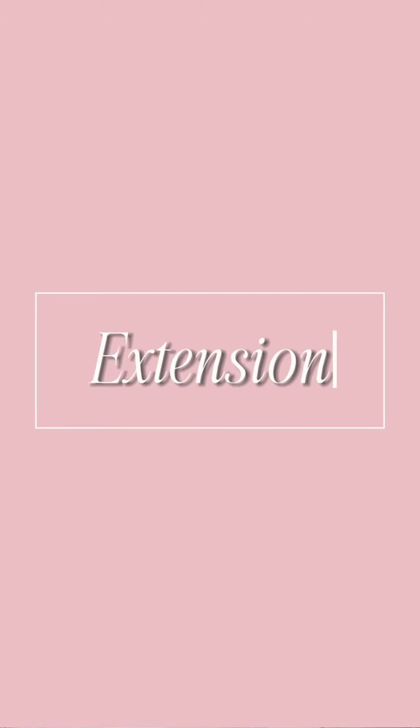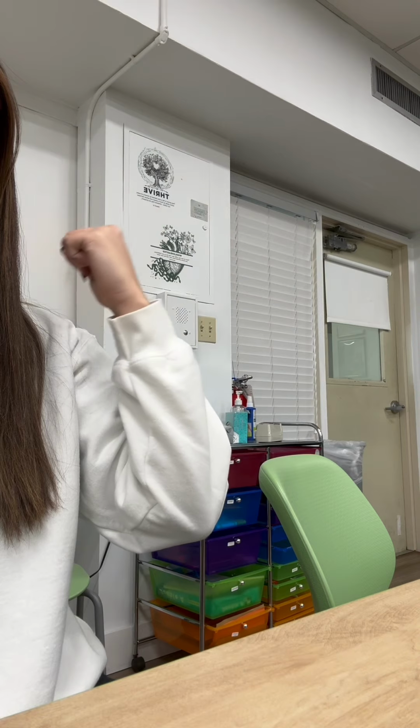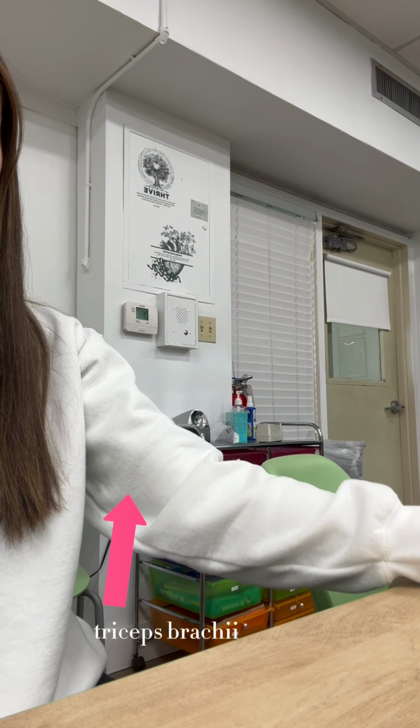Extension is the straightening of a joint resulting in an increase in the angle between two parts. In extension, the triceps brachii are used.